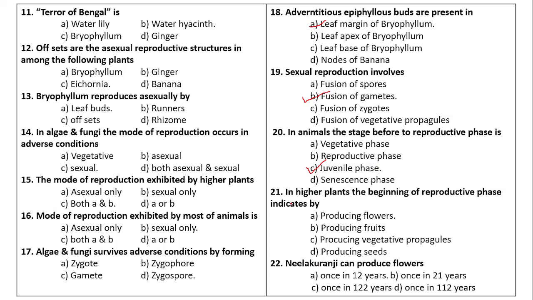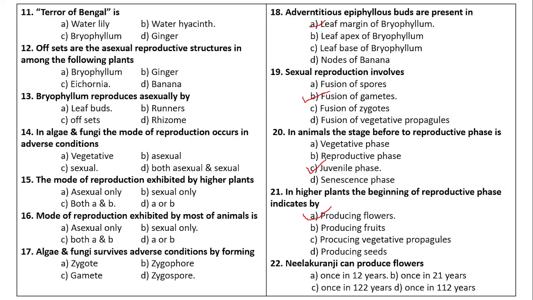In higher plants, the beginning of the reproductive phase is indicated by what? Do remember, if they mention higher plants, here the higher plants indicate angiosperms. In angiosperms, the reproductive phase is indicated by the very important character of angiosperms, that is, production of flowers. And after flower production, what will happen?